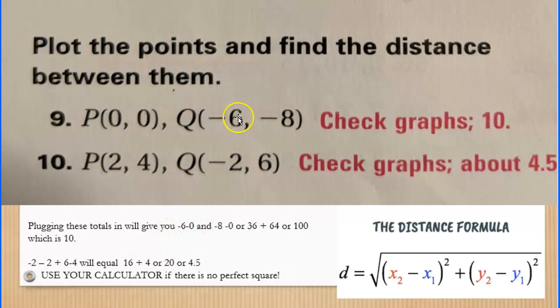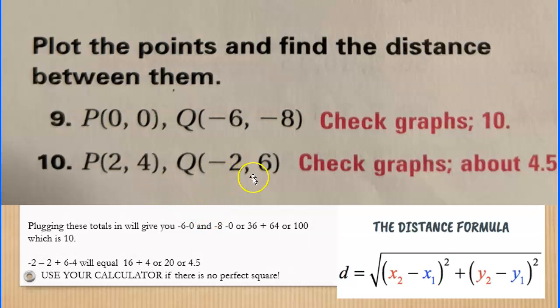So when we plug in the totals, for the first one, it's -6. This is your x. This is our second point for x. -6 minus 0, and then -8 minus 0. When we add those, we end up with -6. -6 times -6 is 36. -8 is what we're left with for the y's, and -8 times -8 is 64. Don't let the negatives panic you, because when you square them, they come out positive. 36 plus 64 equals 100. The square root is 10.